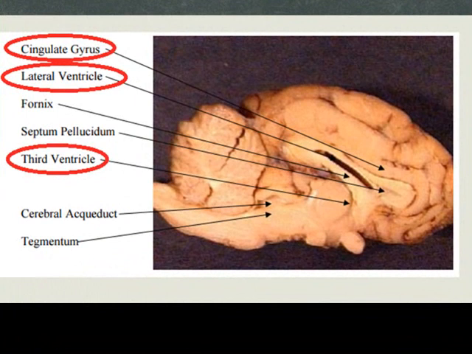If you look closely, you should be able to find the cingulate gyrus, the lateral ventricle, and the third ventricle. We will pause to see if you can identify these structures with your partner at this time.